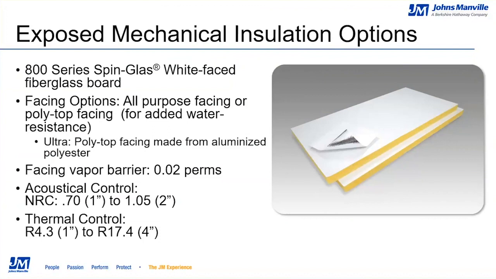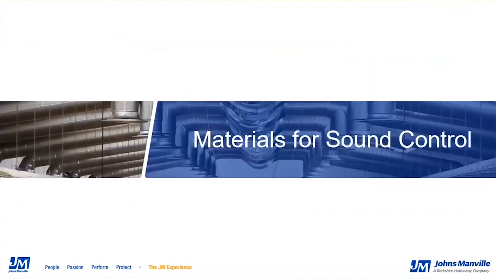There are several types of facings available, including paper-based all-purpose facing and paper-based polytop facing options for added moisture resistance. Just last year, the market was also introduced to a paper-free polytop facing known as Ultra, made from aluminized polyester. Like the other polytop facings, this offers added moisture resistance. However, it doesn't introduce paper into the product makeup. The permeability of the facings remains constant at 0.02 perms. The board products have acoustical and thermal benefits as well, with 4-inch products reaching just over R17. So that covers the myriad of products that are available to insulate exposed HVAC systems and piping systems.